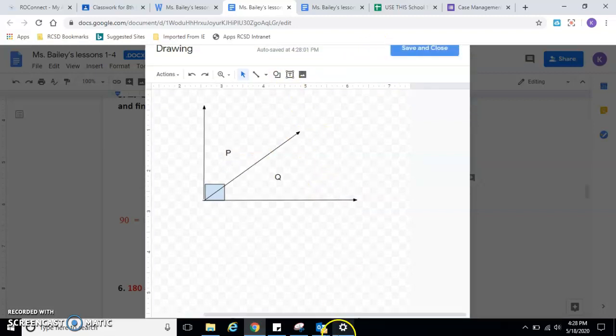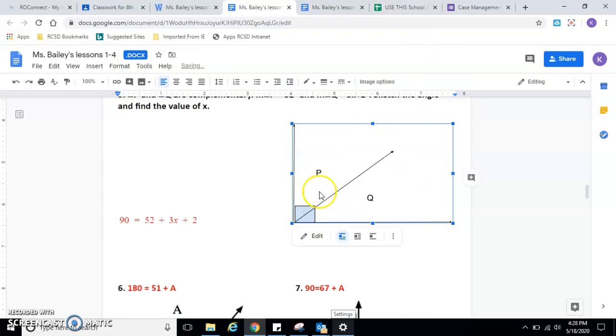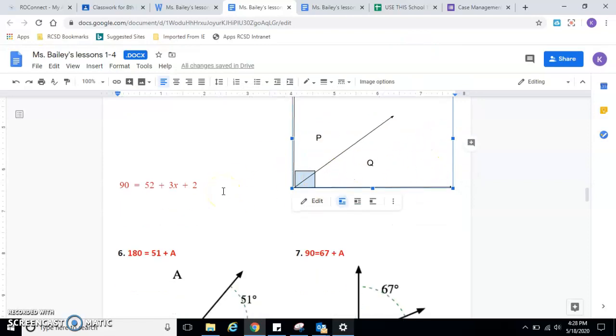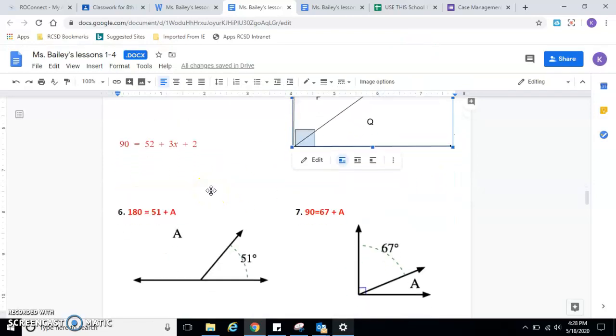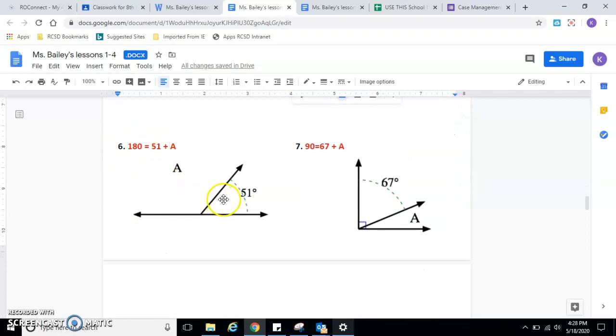Save and close. And now I have my angles even labeled. All right, and there it is. Very cool. So then you want to solve that equation. All right, moving on. So now here, they're just giving you this, and you've got to find the missing angle.